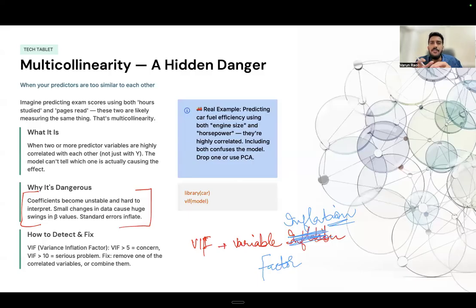Anyways, so here we have variable inflation factor. Now, what does variable inflation factor do? It basically checks if there is a very serious relation between variables or if there is not. Nothing beyond this. If the variance inflation factor, okay, it's not a variable, it's a variance.